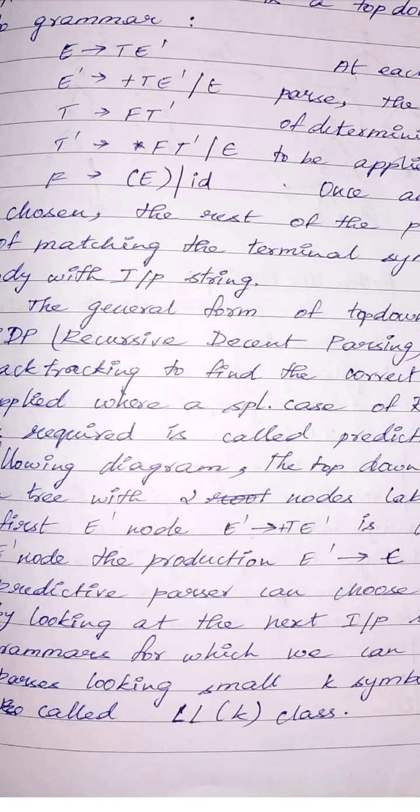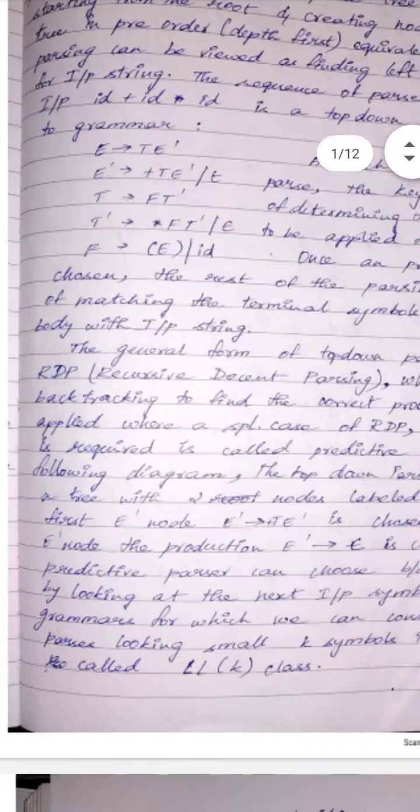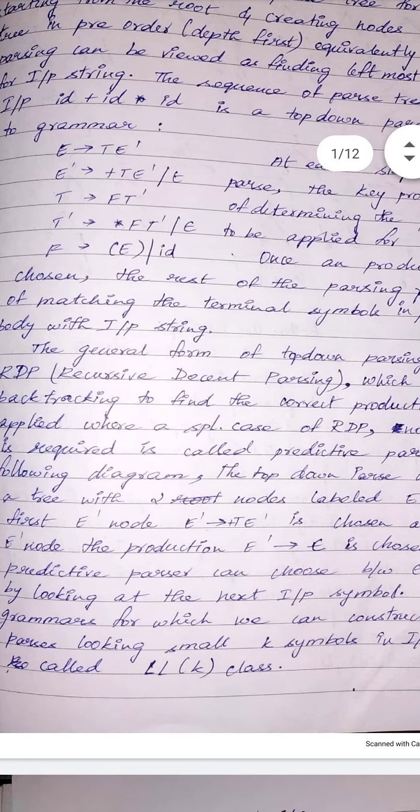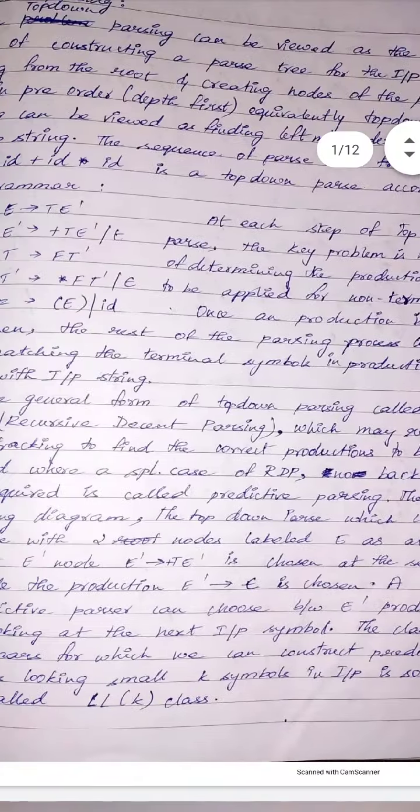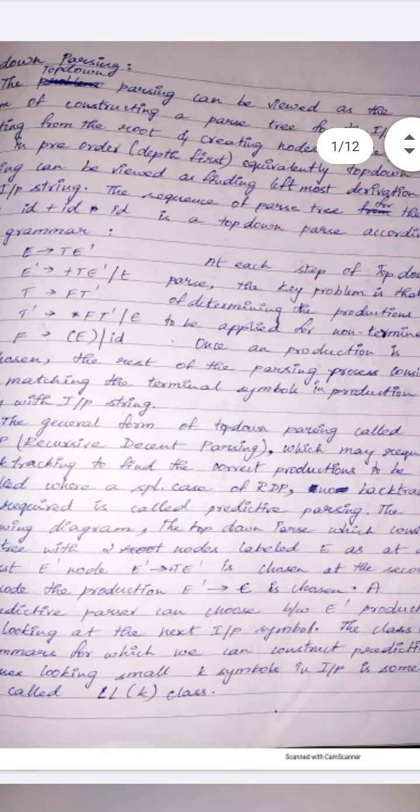So these are the two important types of top down parsing that we have. The first one is RDP, recursive descent parsing, and the second one is predictive parsing. So these are the two types of top down parsing that we have.